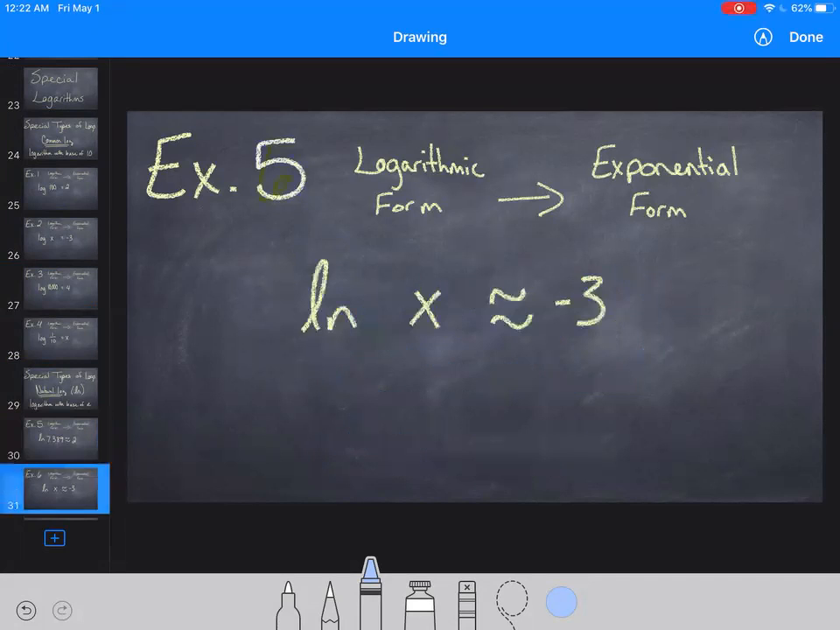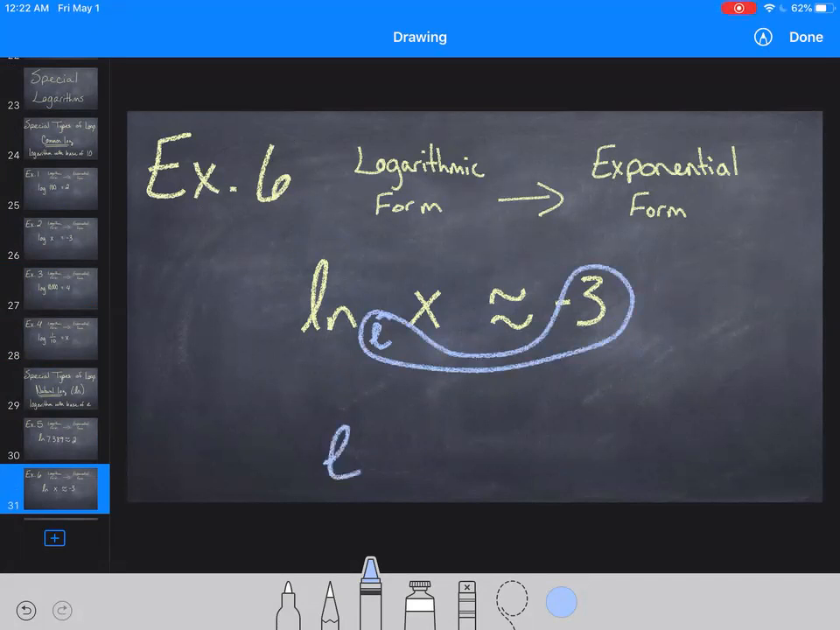Let's look at example 6. I have the natural log of x is approximately -3. So I can say, okay, we're going to rewrite our base. Since it's missing, we're going to write our base of e. I'm going to circle my base of e with my answer. And I'm going to say that e to the -3 is approximately x.